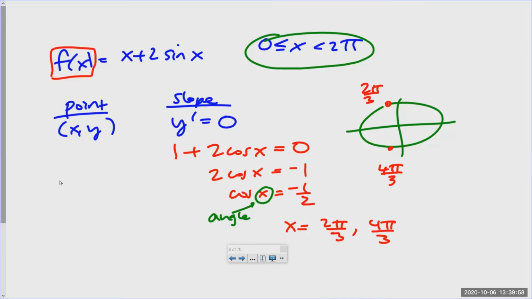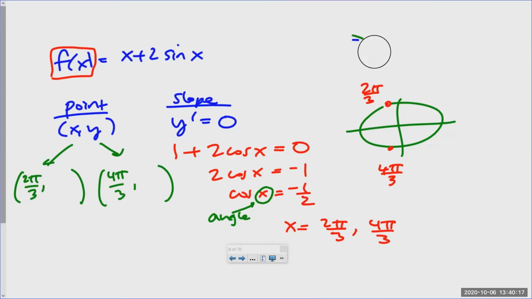And again, unfortunately, I wanted 1 x, but I got 2. But that's okay. I'm going to come over here and say I have 2 answers. One's going to be when x is 2 pi over 3. The other is going to be when x is 4 pi over 3. So let's go ahead and figure this out.